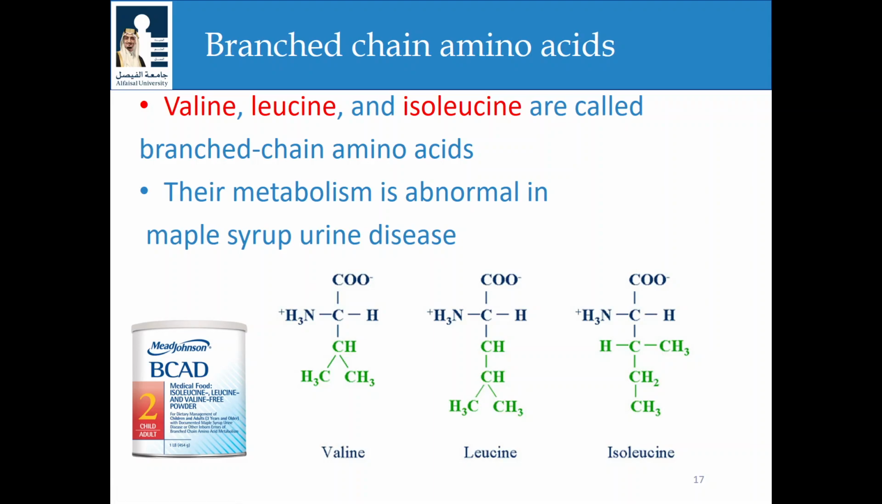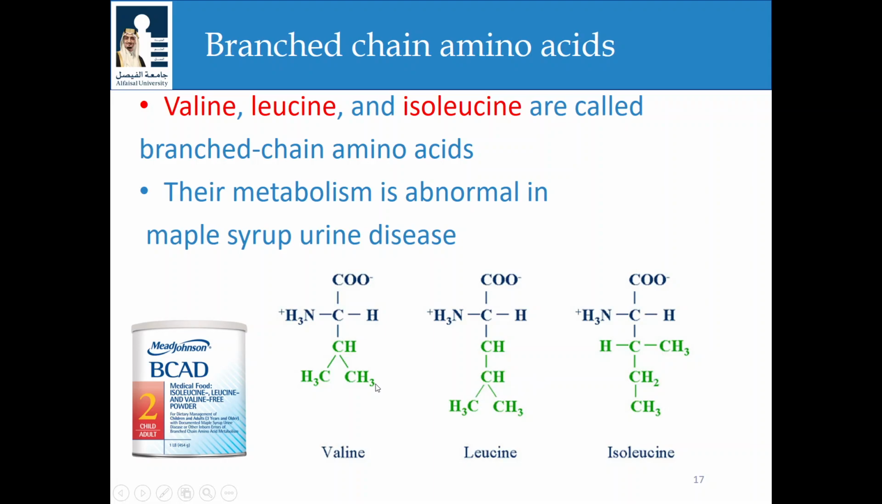Next, we have the branched chain amino acids. Here I have a baby formula, and this baby formula is free of these 3 branched chain amino acids, which are valine, leucine, and isoleucine. So why do we call them branched chain amino acids? Yeah, as the name indicates, if you look at the side chain, the R in green here, it has a branch. 3 of them have those branches, so 3 branched chain amino acids.